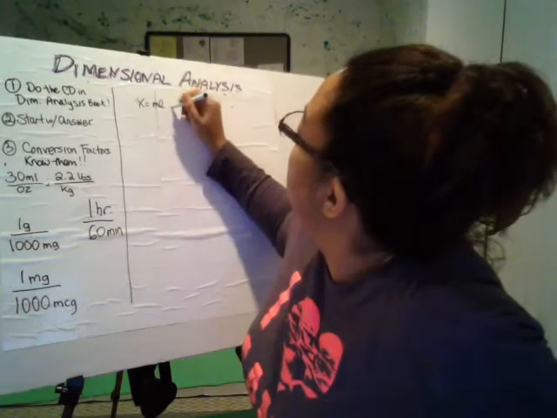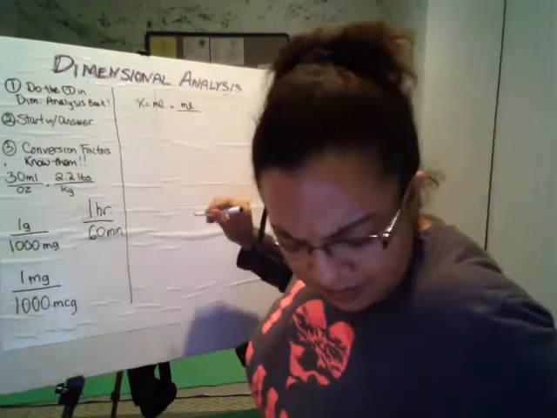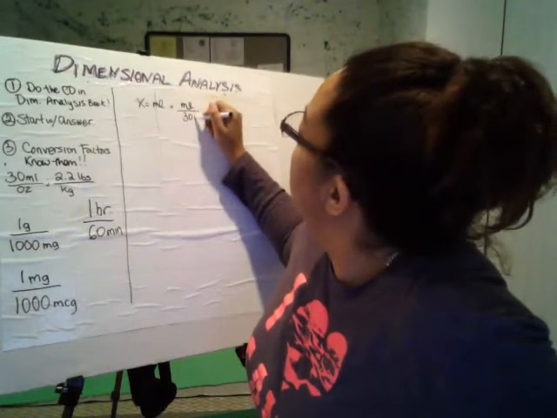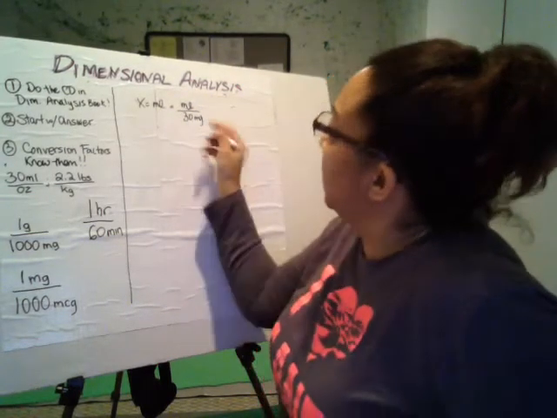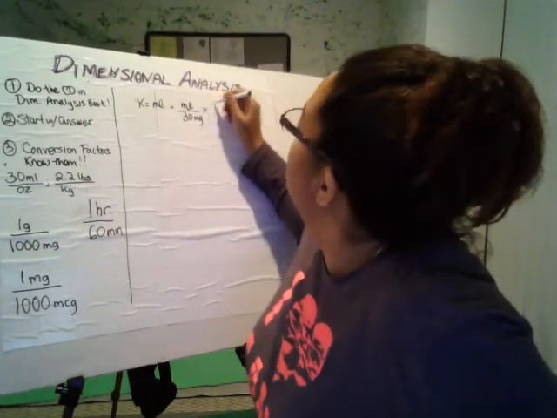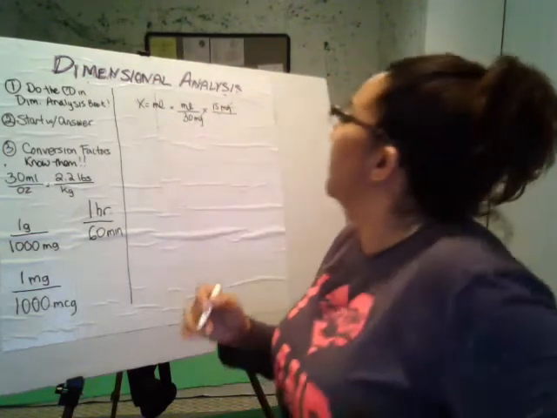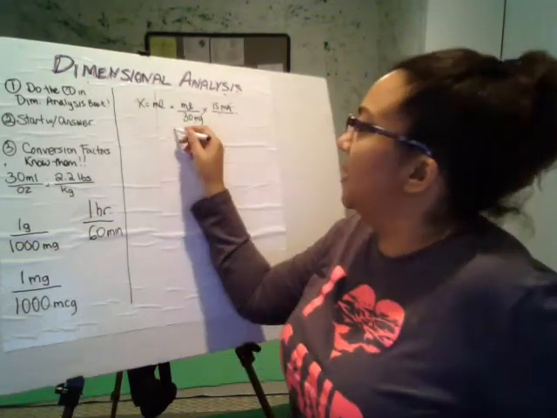So 1 mil equals 30 milligrams. I'm not going to write the 1. All right, I'm making progress. I've got to get rid of these milligrams. How am I going to do that? Oh, right there. Times 15 milligrams. Boom, do the math. Okay. That one.